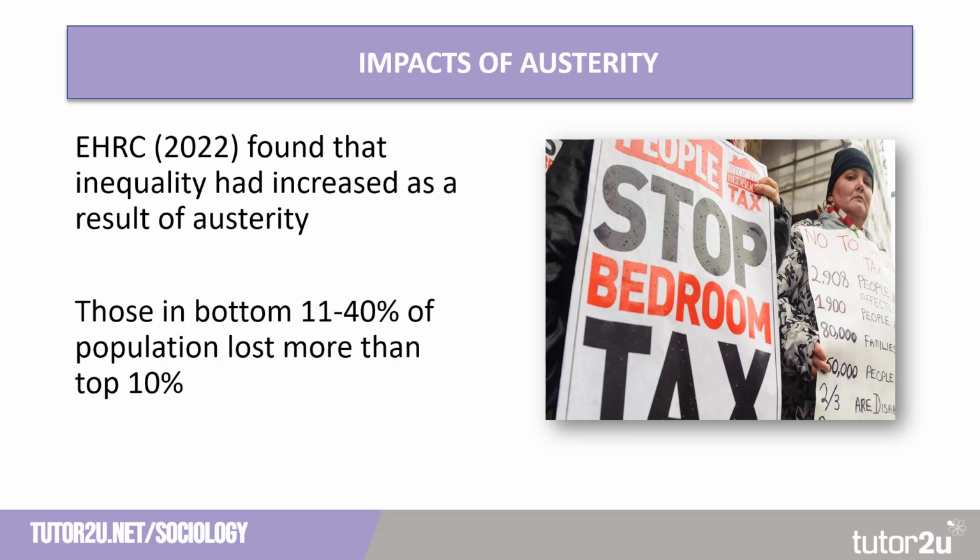In fact, many sociologists point to the expansion of earnings and cuts to taxes that the top 10% received during this period and outline how austerity was a redistribution of wealth from the poorest to the richest in society, creating greater inequalities in the UK.